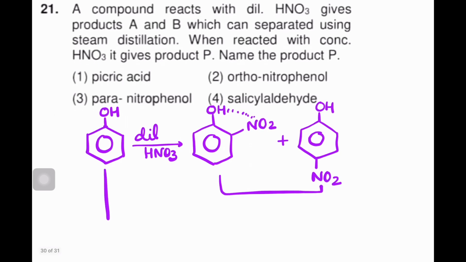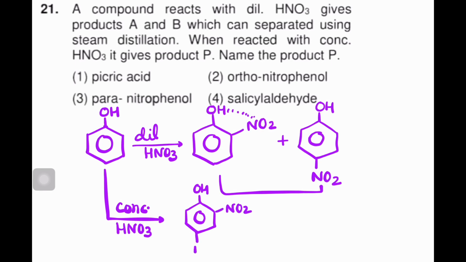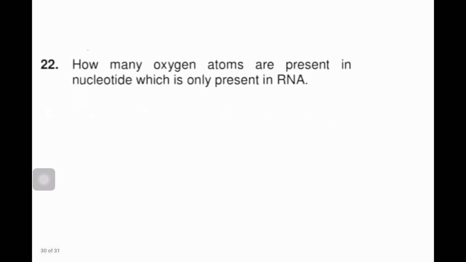But when it is concentrated nitric acid, when we treat with concentrated nitric acid, we get picric acid, basically picric acid. So the correct product P is the first one, picric acid. Let's see the next one.